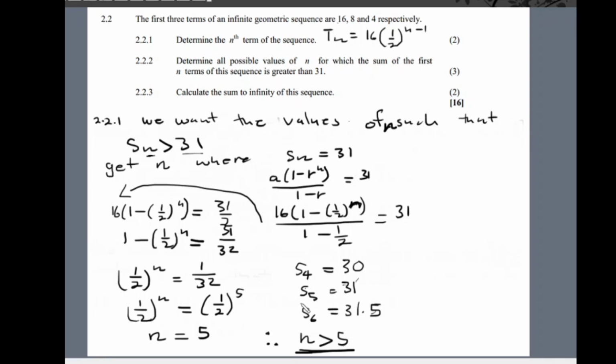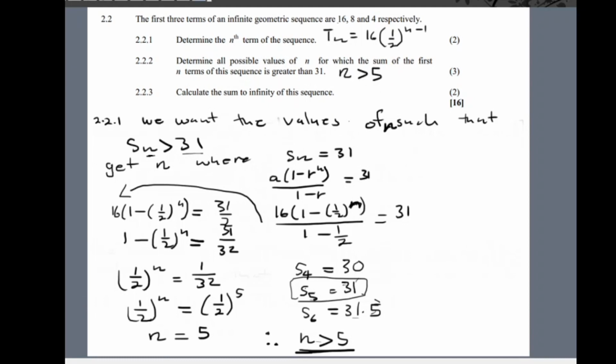When n is equals to 5, the sum is just 31. When n is less than 5, the sum is less than 31. But when n is greater than 5, the sum will be greater than 31. So it means our n has to be greater than 5. Okay, I hope it makes sense. So our answer to question 2.2.1 is n is greater than 5.